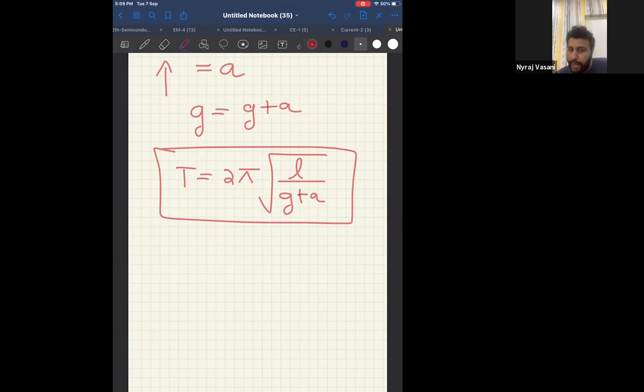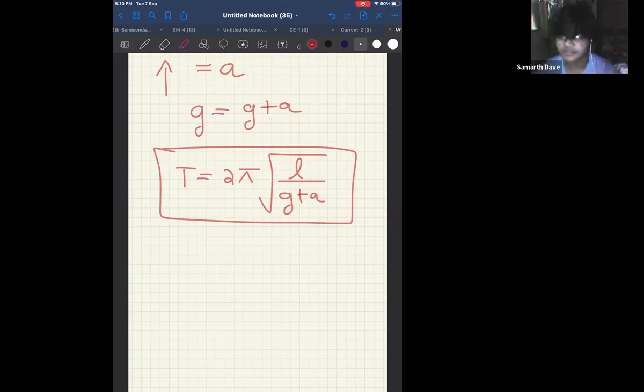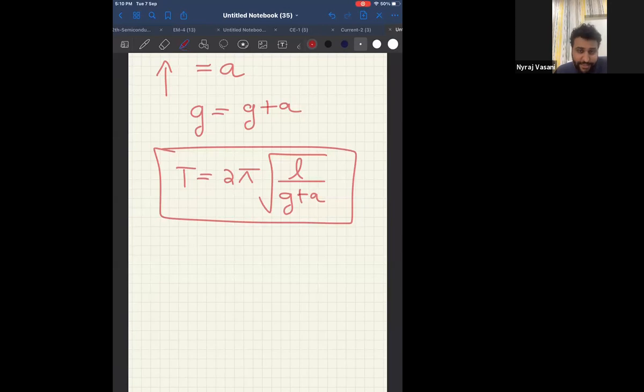When a body is going up, you might have studied in some other chapter of part 1 that effective acceleration due to gravity is G plus A. Now, can anyone tell me the next case, along with the formula? Sir, when the lift is going down with acceleration. Yes, when the lift is going downwards with constant acceleration, that is the next case.